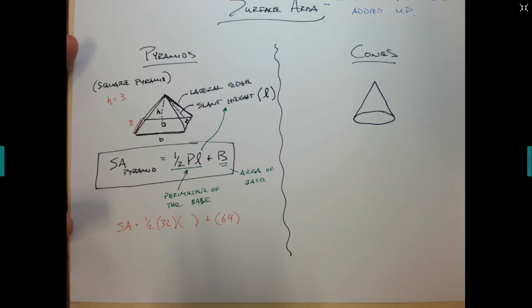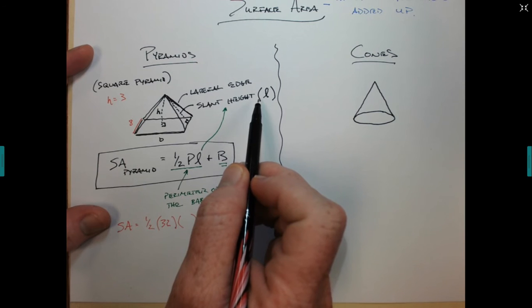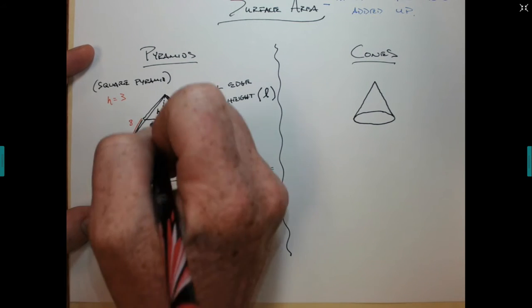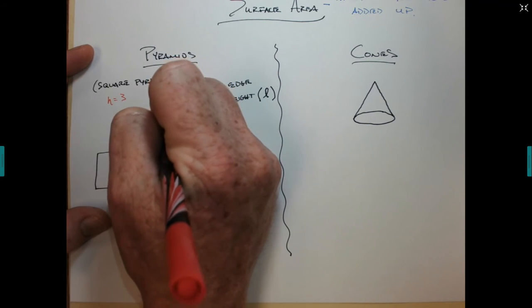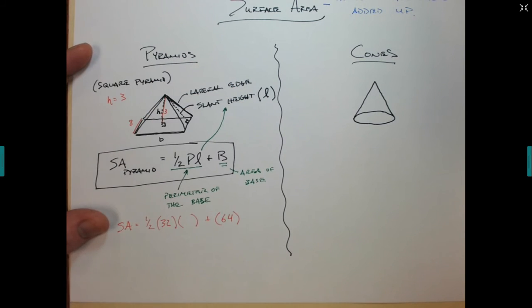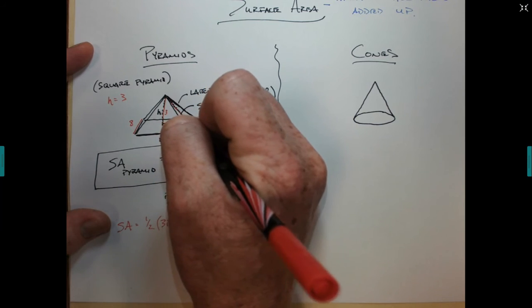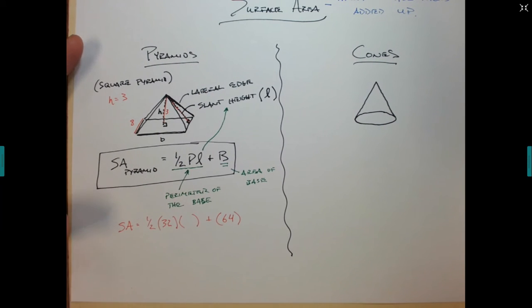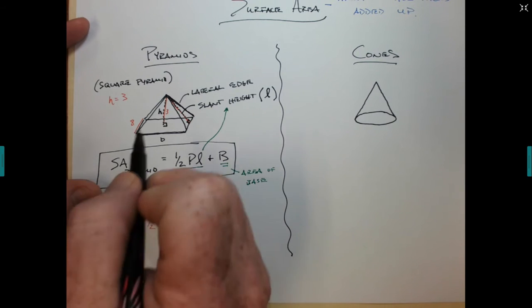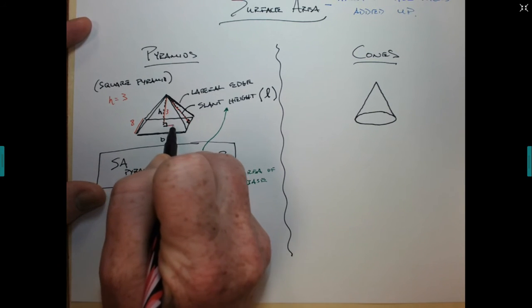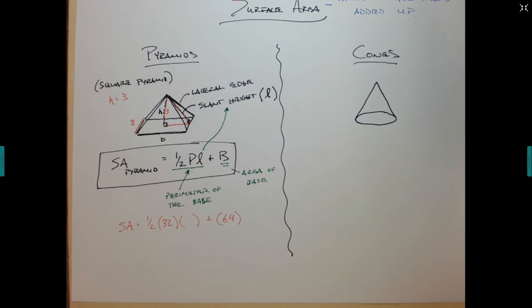Problem is slant height. I don't have that. I have the height of the pyramid. This measure right here is 3. That's not what I want. I want this over here. And just remember, if I've hidden something from you, I'm always going to hide it from you using a right triangle. Here is a hiding right triangle in the middle of that pyramid.